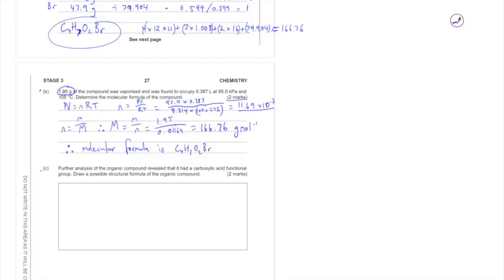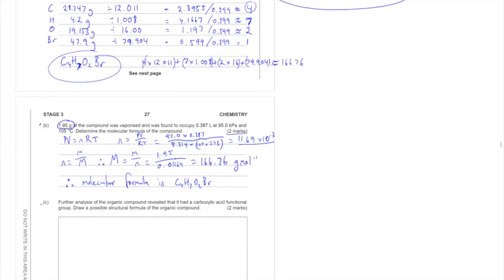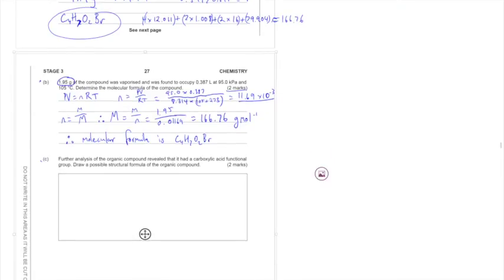Awesome. Jumping to part C. Further analysis of the organic compound revealed that it had a carboxylic acid functional group. Draw a possible structural formula of the organic compound. So the first thing I'm going to do is just draw in that carboxylic acid, because it states in the question that I have one of those groups. So I may as well draw that in. There we go. So I've drawn in my carboxylic acid functional group.